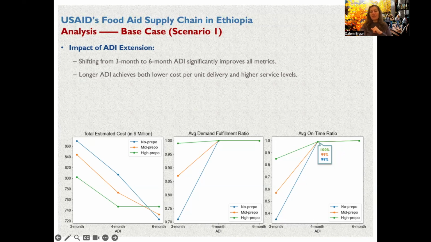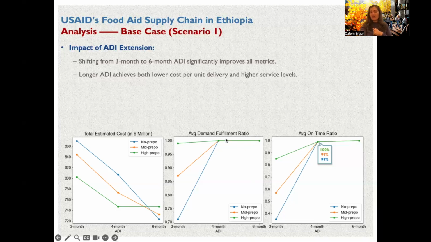So what we see in general is as we increase the advanced demand information duration, for example, if we can get demand information 6 months in advance, we actually do the best in terms of cost, for the 2 prepositioning strategies of either no prepositioning or mid-level prepositioning. However, if we can get 6 months of information, it looked like we really didn't need high levels of prepositioning. And this was an interesting outcome that we were not necessarily expecting.